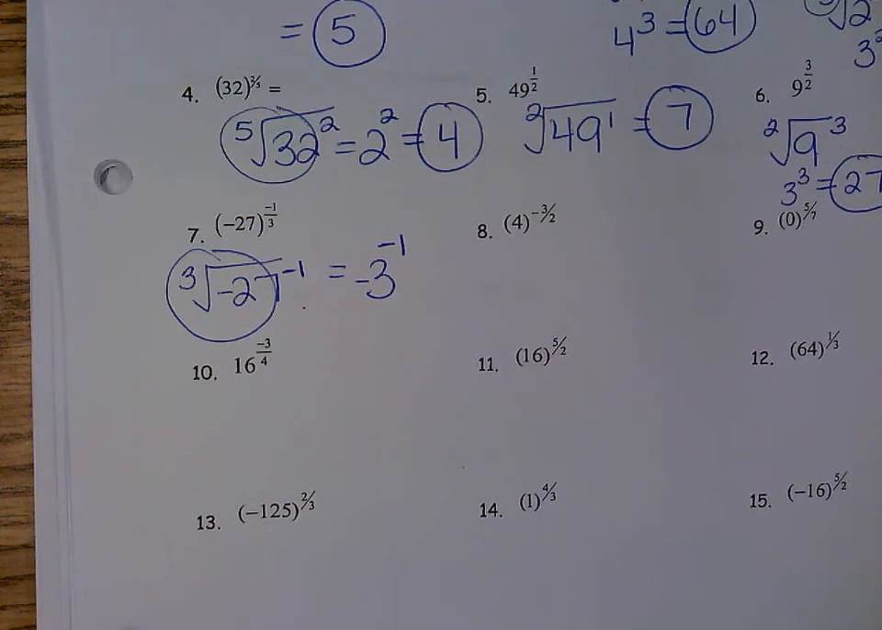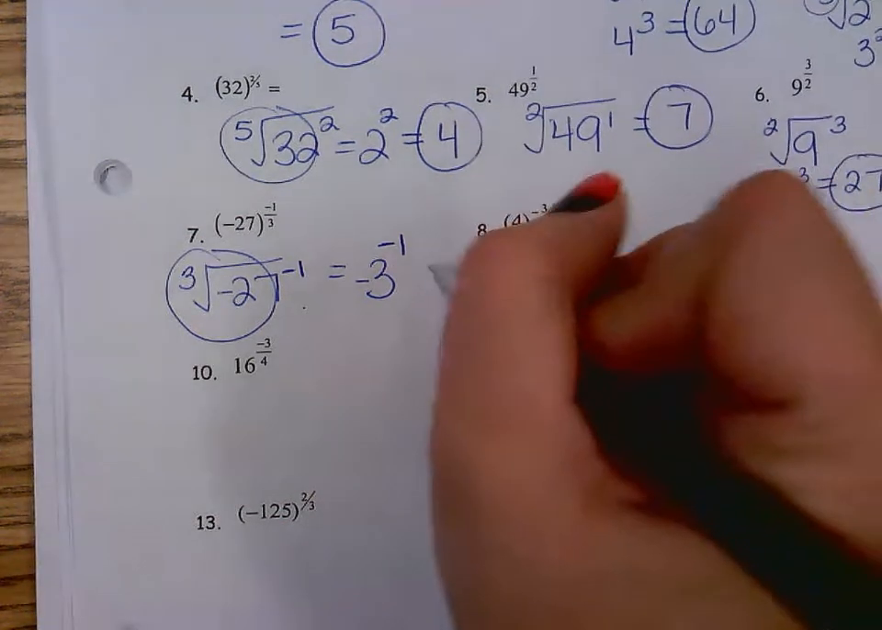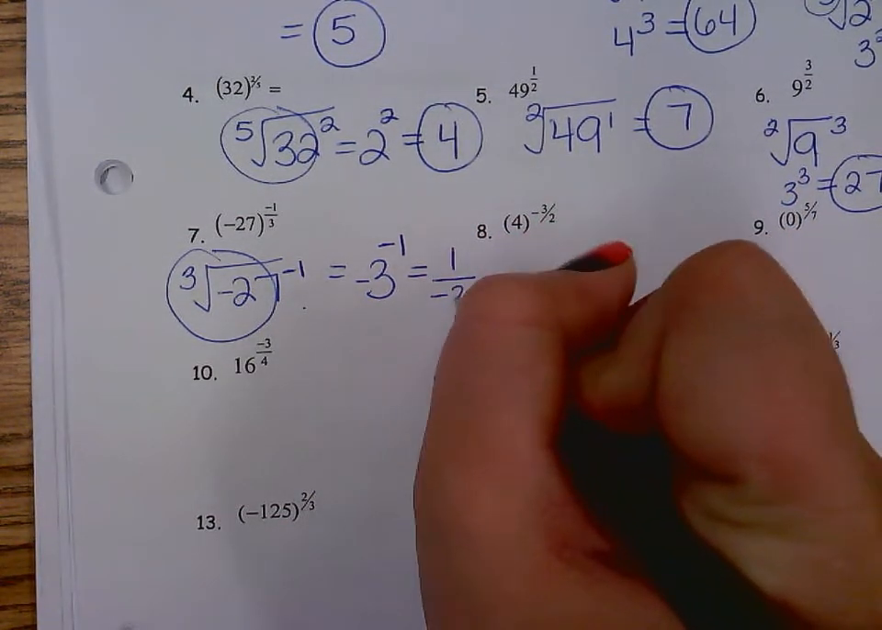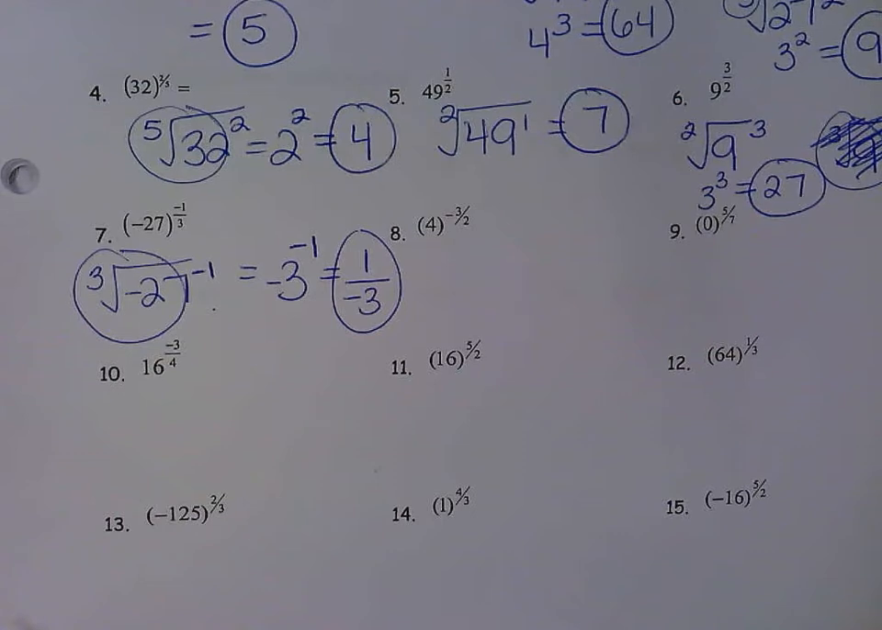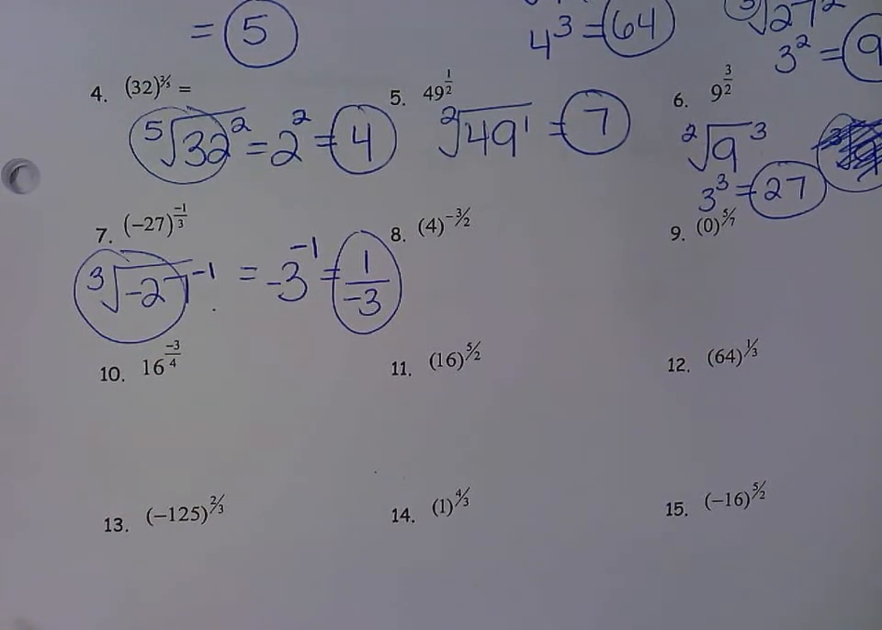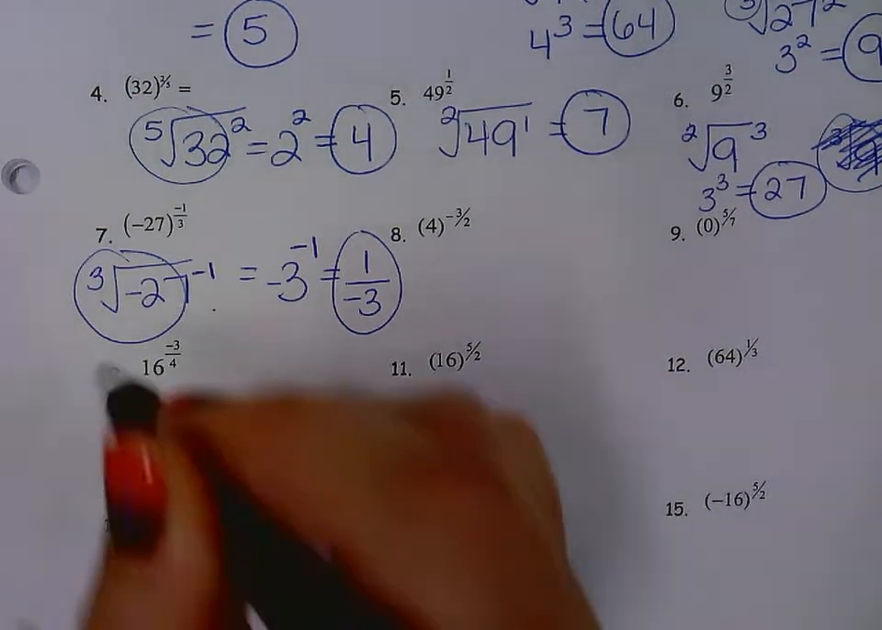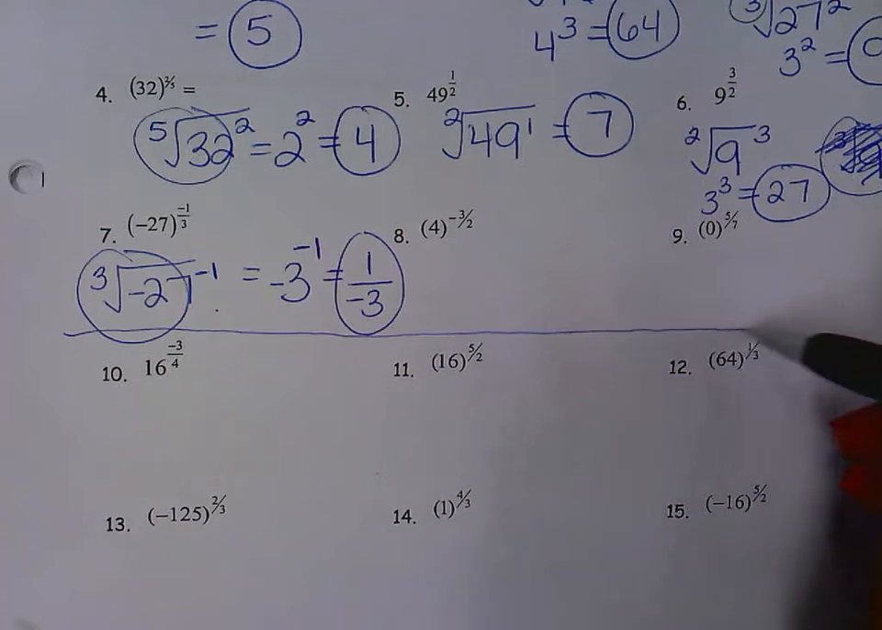Does anyone remember, what does the negative first power do? Flips this over. So it puts this in the denominator. So I would have negative 3 down in the denominator. So 1 over negative 3. So it would come out to negative 1/3. Okay, you try 8 and 9. I'll give you 20 seconds to try 8 and 9, and we'll see if we get the same answer. And then we'll do 10 through 15 next time as a warm-up.